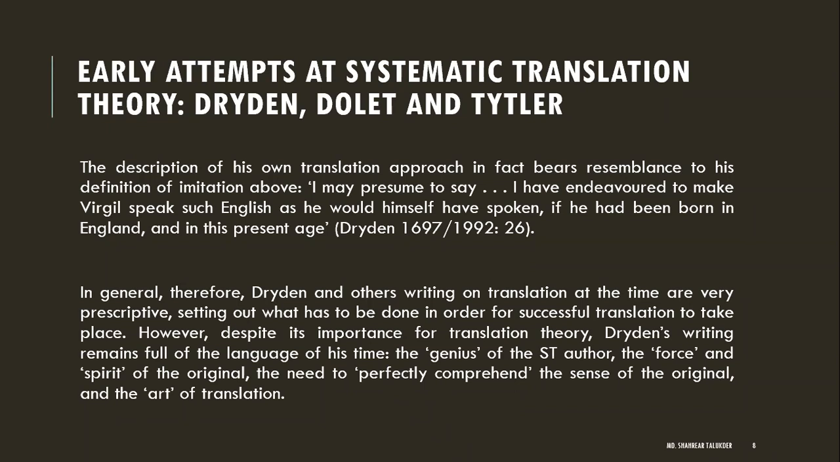also the force and the spirit of the original text, everything that actually you can find it, and the need to perfectly comprehend, so you can comprehend it perfectly, the sense of the original in his translation. So the art of translation that he maintained, John Dryden, it was very, if you consider his time, it was very modern. He was in his approach, and it was very fruitful, and also it was very conducive for us to understand the translation changes right now.